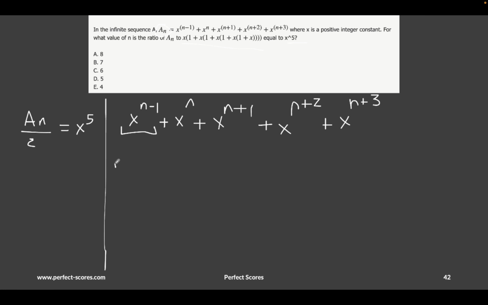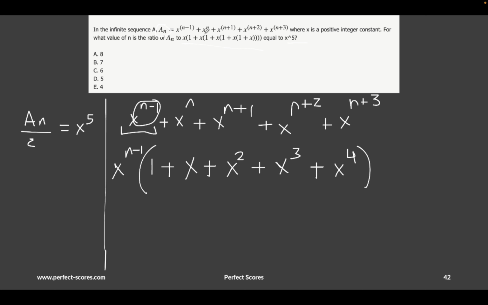So if I take x to the power n minus 1 out, what do I get? First of all, for this one, I'm just going to get 1 here. For this one, I'm taking n minus 1 out of n, so what am I left with? I'm actually just left with an x, right? For this one here, I'm taking n minus 1 out, so I'm left with x squared. For this one, I'm left with x cubed. For this one, I'm left with x to the power 4, right?